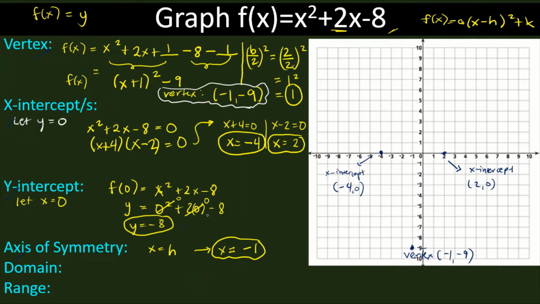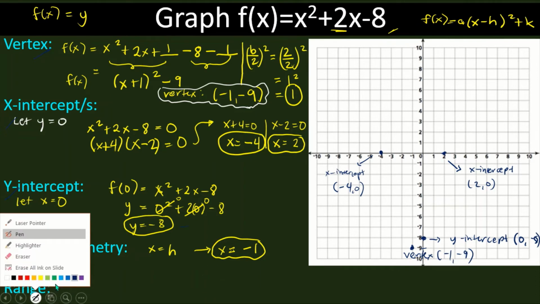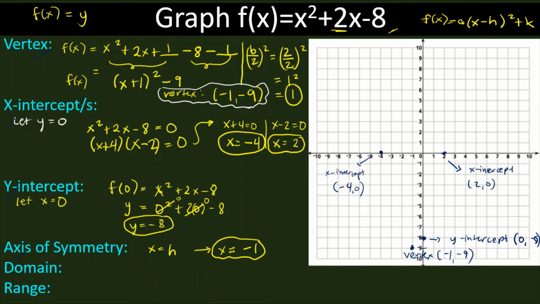Kunin natin ang negative 8 na y-intercept which is dapat nasa y-axis. So in here, dito yung ating y-intercept. Coordinates of 0, negative 8. So, after nyan, mag-drawing na tayo ng axis of symmetry. Again, this is an imaginary line that divides the parabola into two equal parts. So, magsisimula tayo kay negative 1, vertical line na dadaan sa vertex.